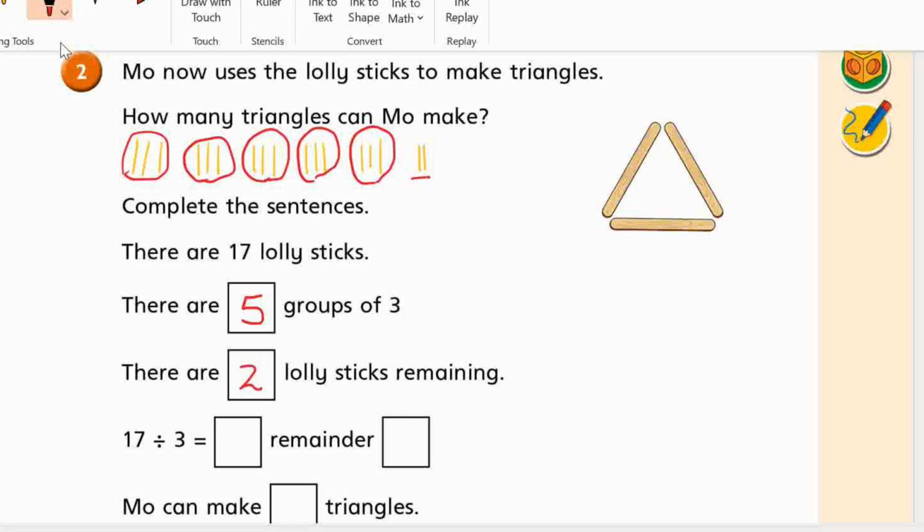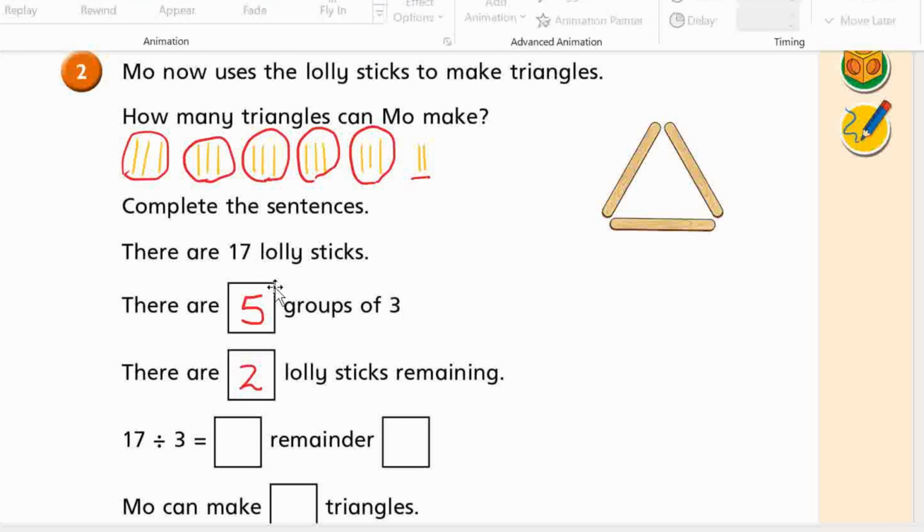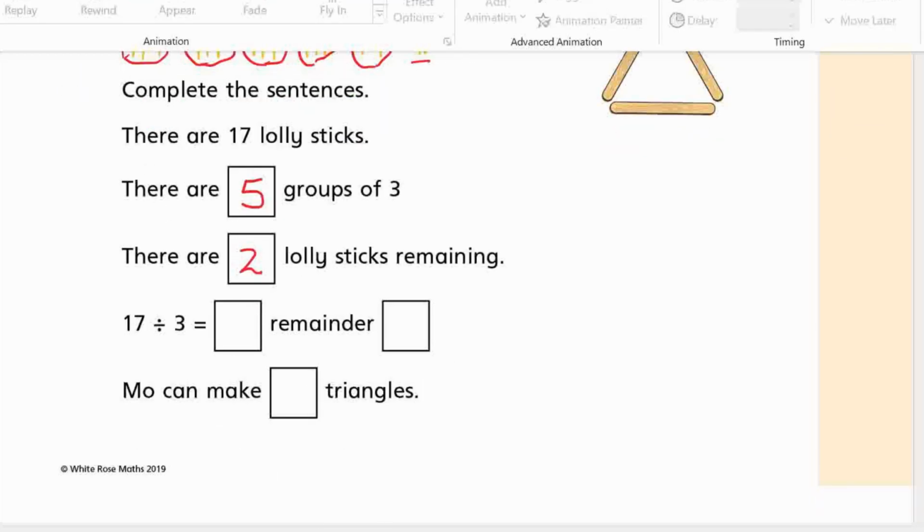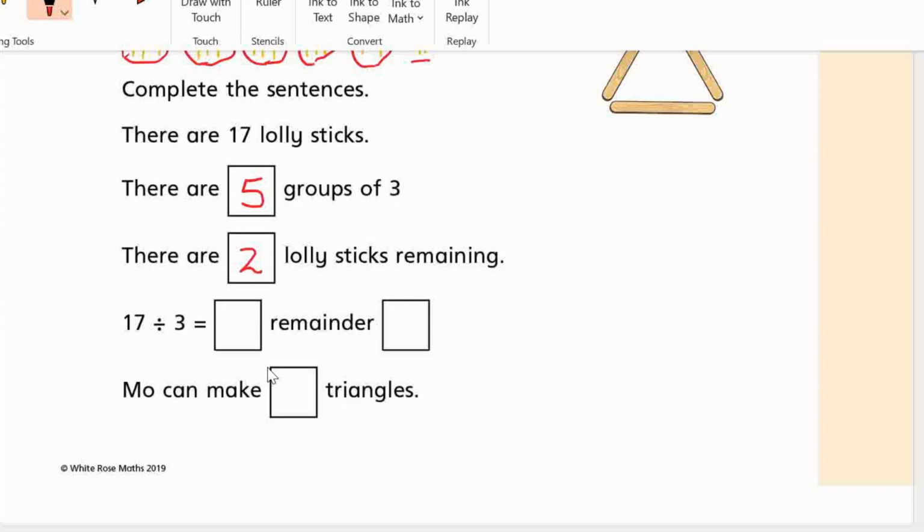17 divided by 3. So what do I write here? Good, yeah? So we just repeat ourselves. 5, remainder 2. Okay, and how many triangles can Mo make? Yes, so you can make 5 triangles. So, and the next task is the same.